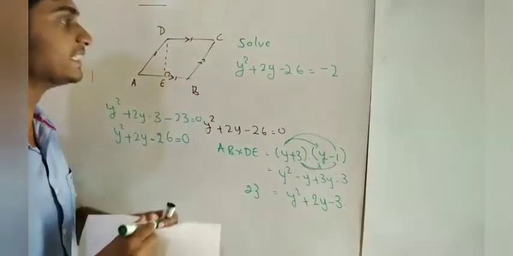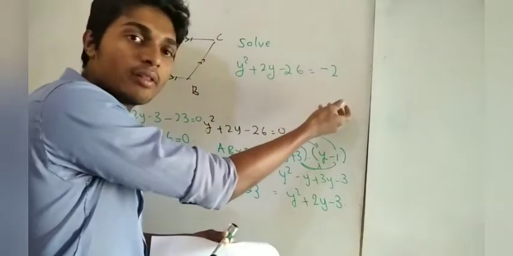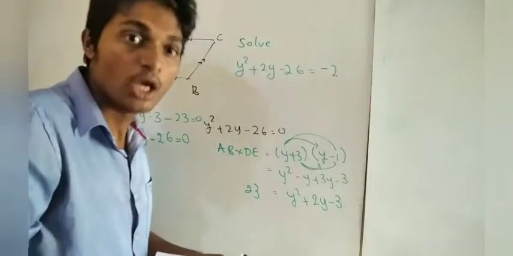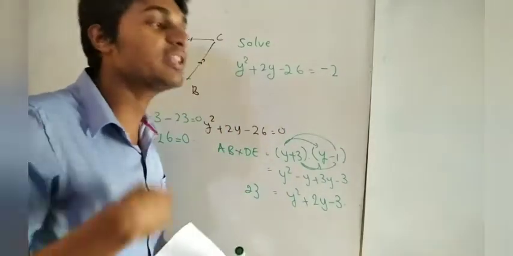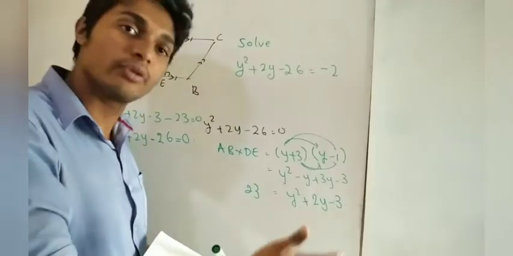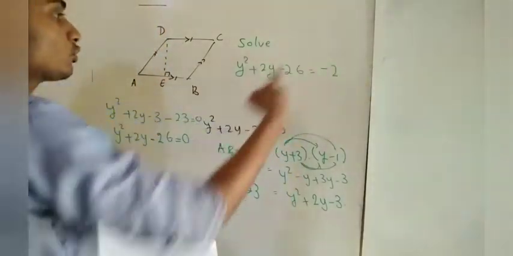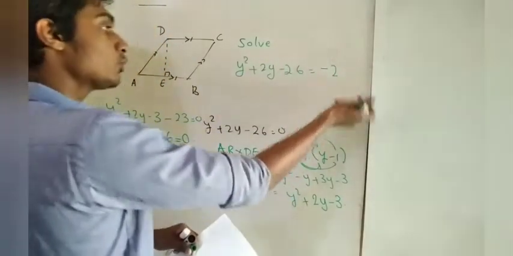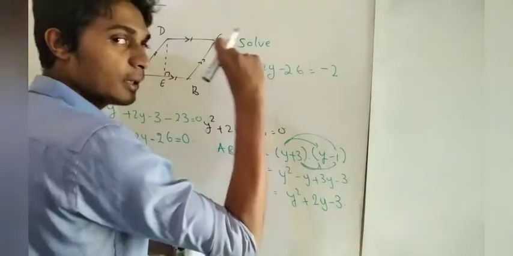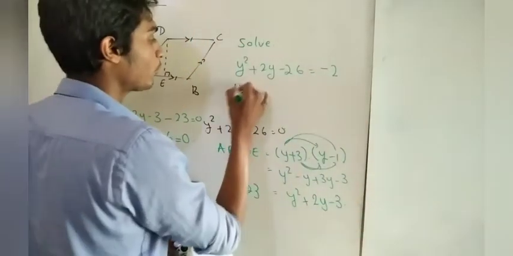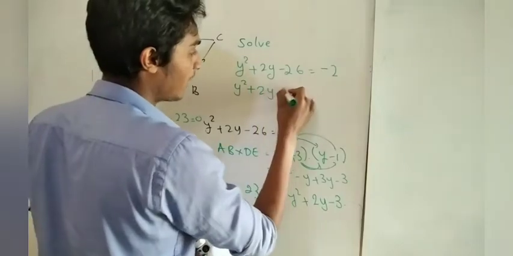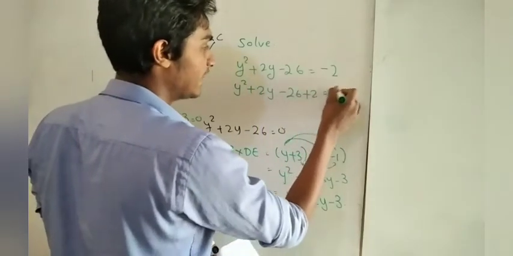In order to solve this, initially what we have to do is take all the terms to one side so that we can factorize. Once we are done with the factorization, the sum becomes very easy for us, right? Take this minus 2 to this side. When you take the minus 2 to the other side, it becomes plus 2. So you are going to get y squared plus 2y minus 26 plus 2 equal to 0.